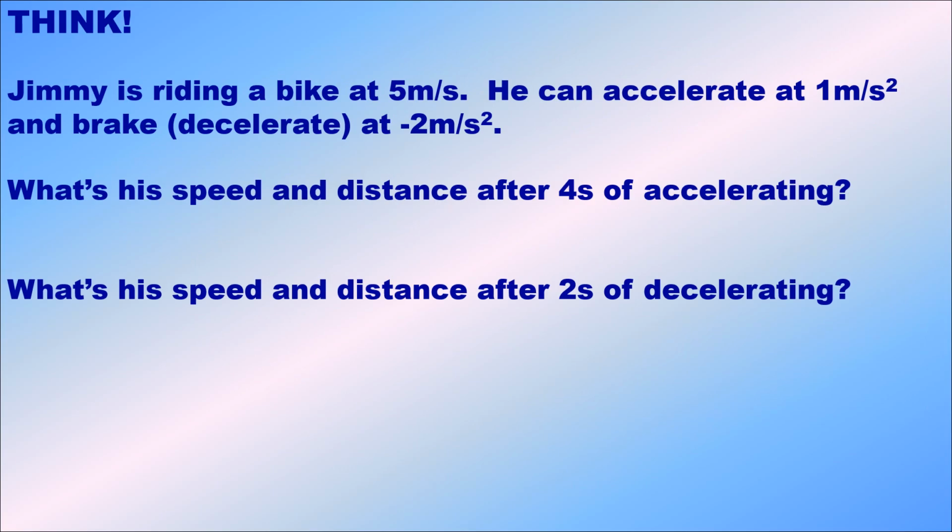Okay, so now we have Jimmy is riding his bike at 5 meters per second. He can accelerate at 1 meter per second squared. And he can brake, so that means decelerate. And we have a negative 2 meters per second squared because braking is a deceleration, so the acceleration is negative because he's essentially slowing down.